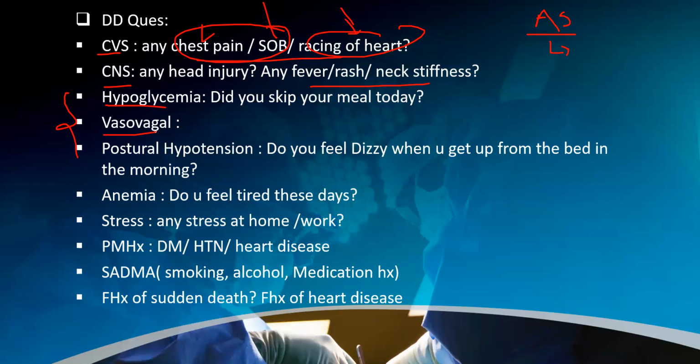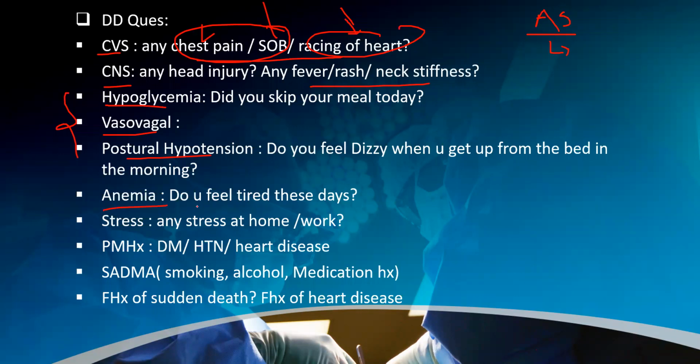Next is vasovagal. In vasovagal syncope, there is nothing much to ask. One question sometimes we ask is, when you were playing tennis, was it hot, sunny weather? Hot, sunny weather is one of the questions for vasovagal syncope. Usually we don't have any particular question for this. For postural hypotension, do you feel dizzy or lightheaded when you change your position from sitting to standing, especially when you get up in the morning? A patient with postural hypotension will always say, I feel quite dizzy or lightheaded when I change my position. So that's your postural hypotension question.